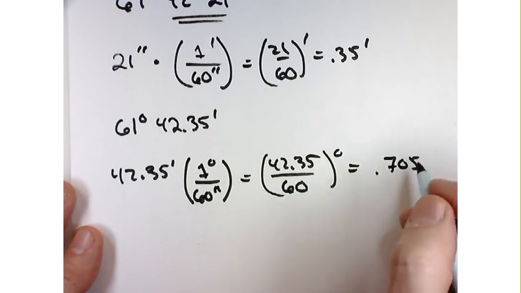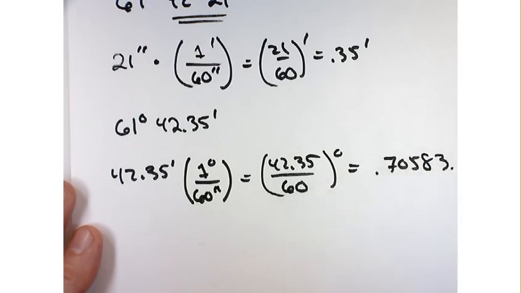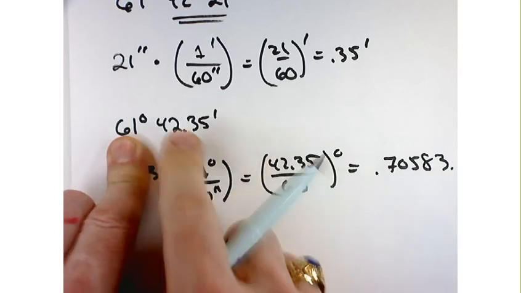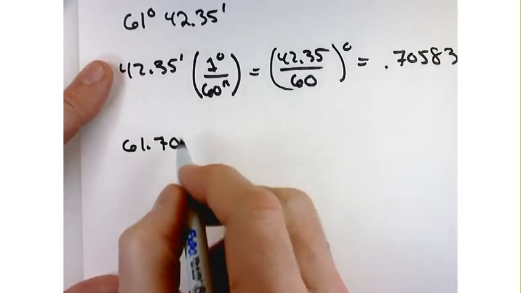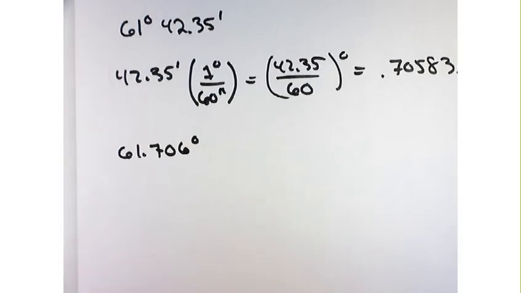Was it 0.83? All right, beautiful. So if I tack that onto this part right here, I'll get 61.706 degrees. Yay. Nice. So, hopefully an easier problem on an exam, if you got one like that.